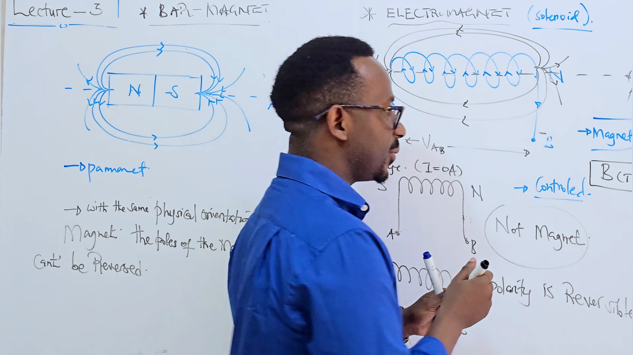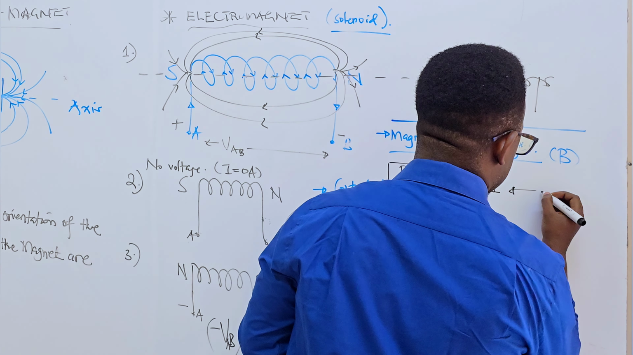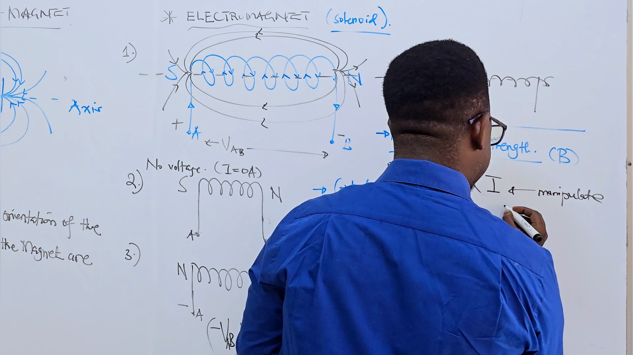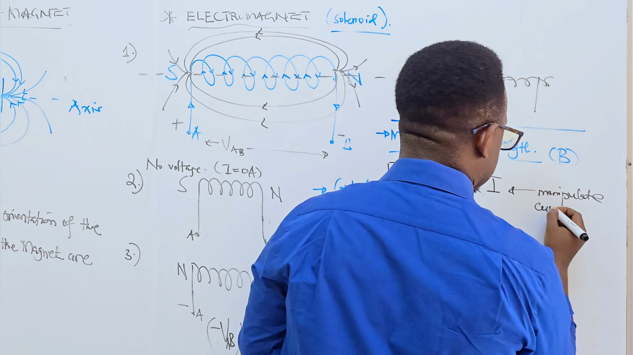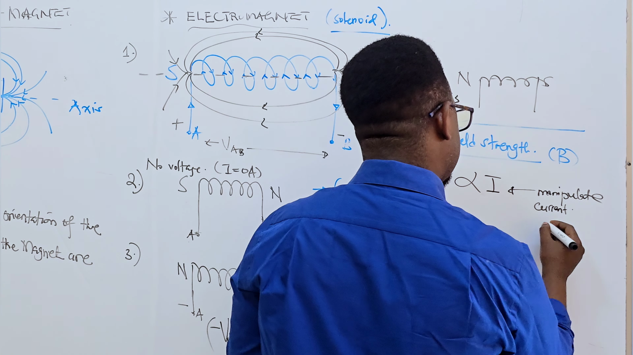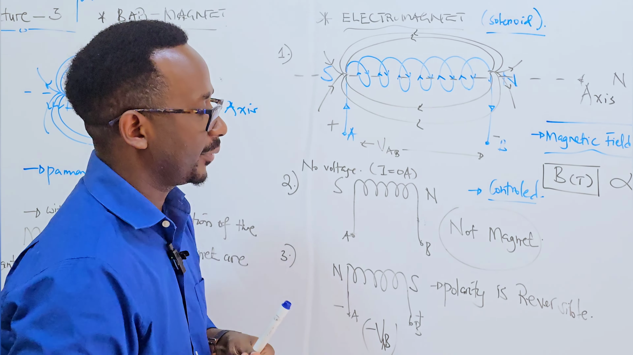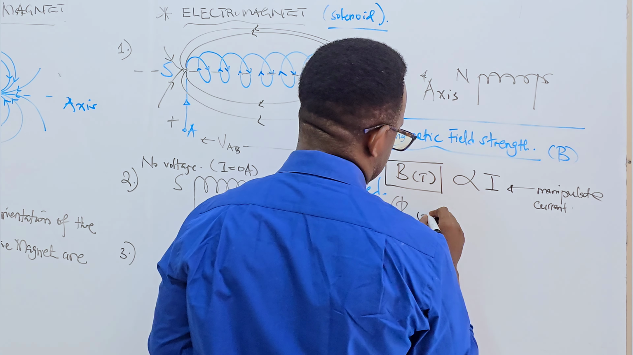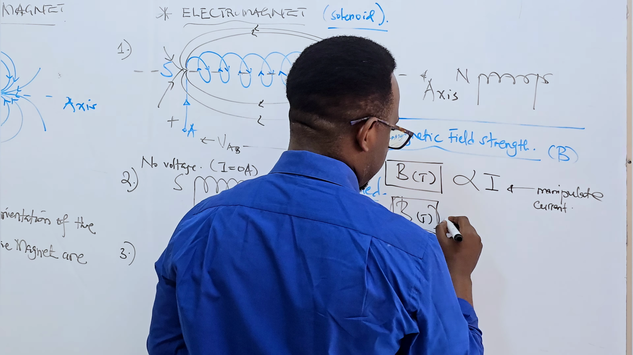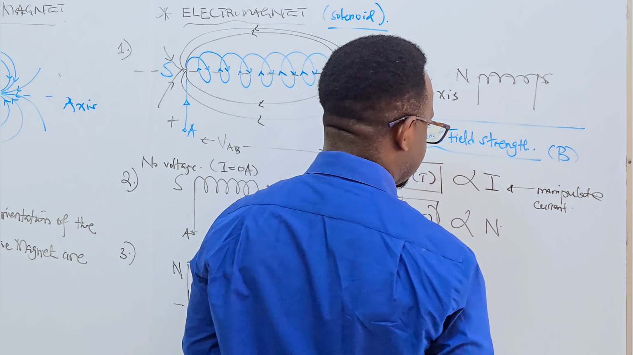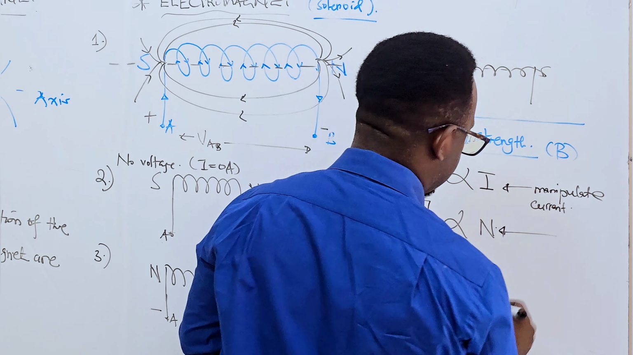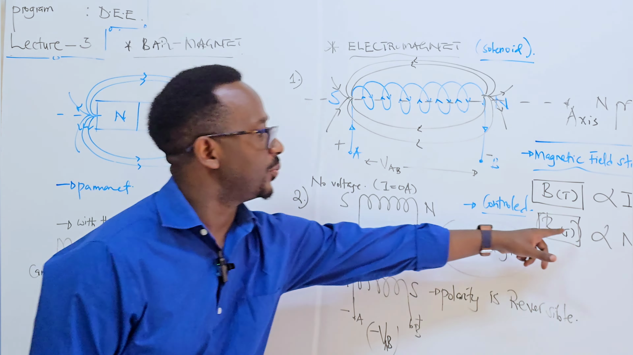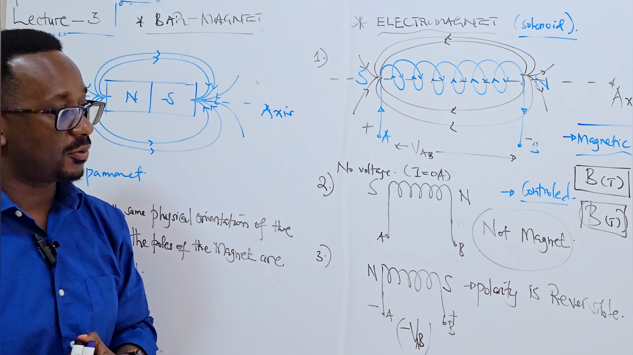So we know that we can manipulate the current to manipulate the magnetic field strength. The other thing, this field strength is proportional to the number of turns around the coil. That is not an easy parameter to manipulate.